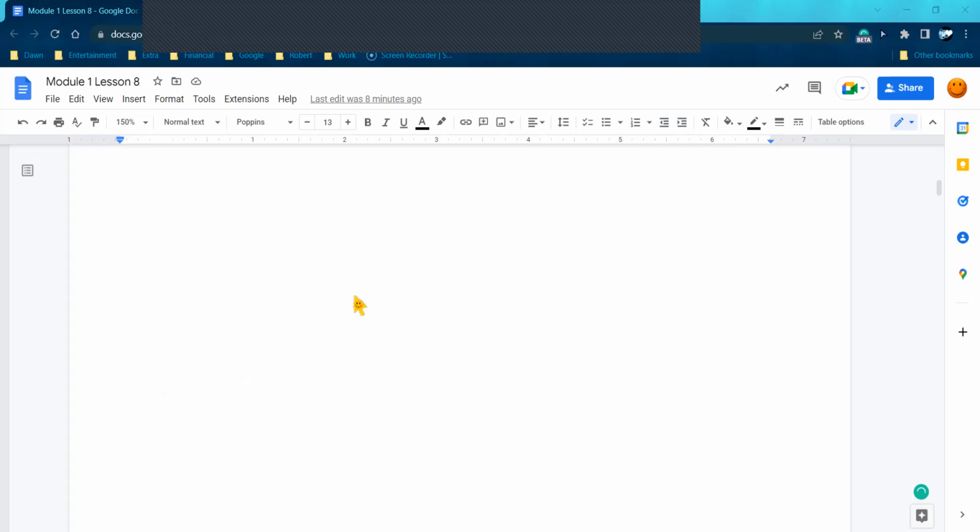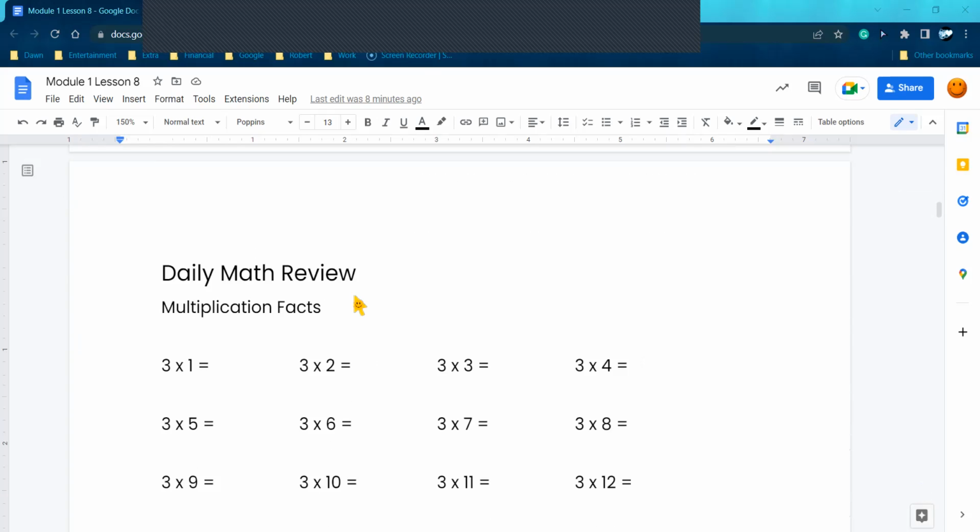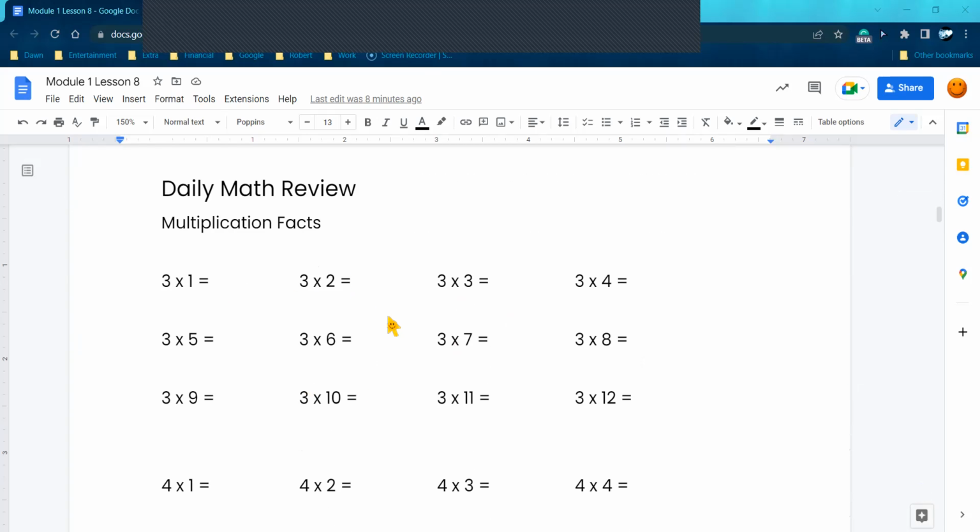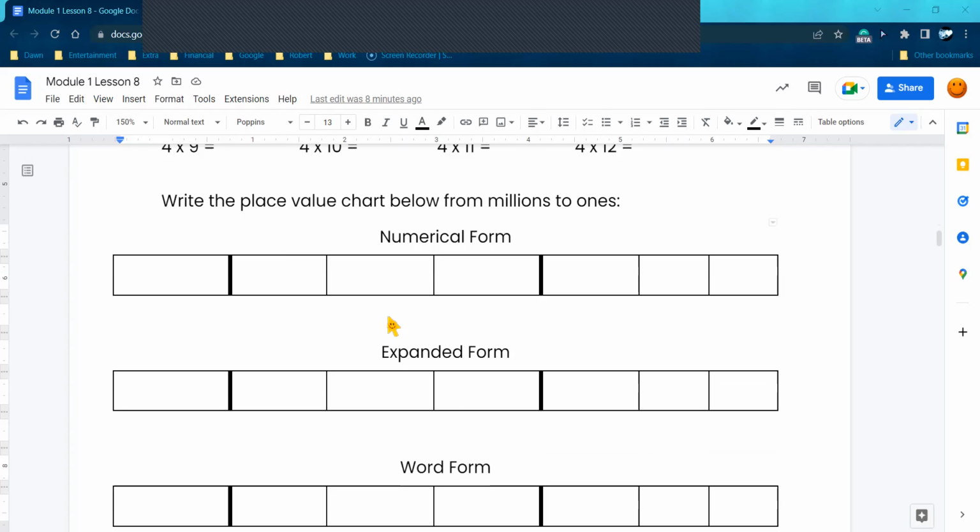So let's go and see what we have. We always start off with a daily math review. We're going to do multiplication facts of 3s and 4s. And then we're going to write the place value chart from millions to ones. So we're going to start off with numerical form. So we always start off with our ones column.